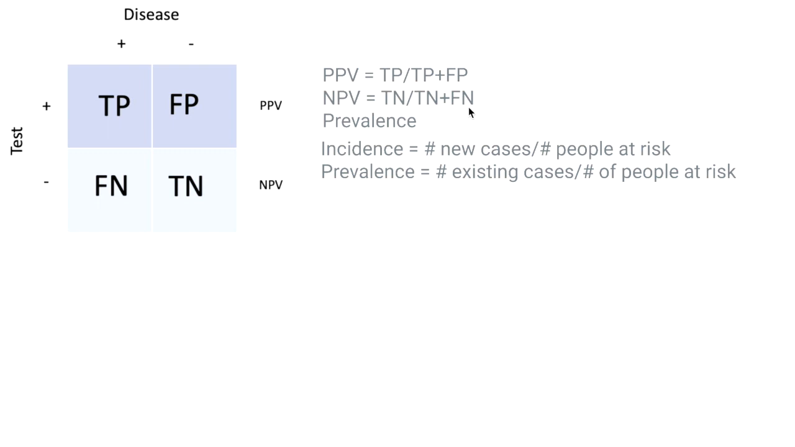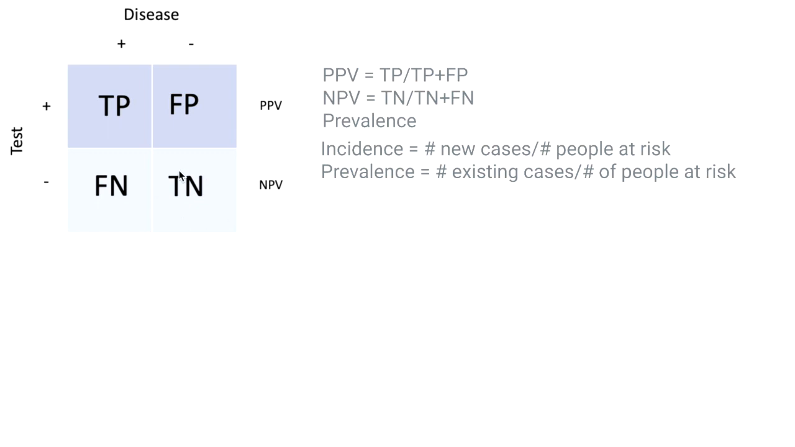Now, what do these represent? So positive predictive value means from everybody that tested positive, how many are truly positive? And negative predictive value is from everybody that tested negative, how many are truly negative. So that is what these tests represent.